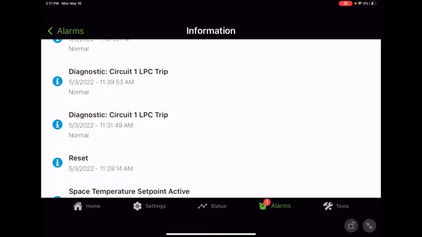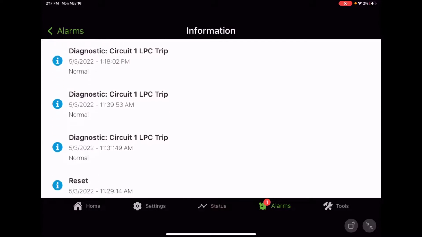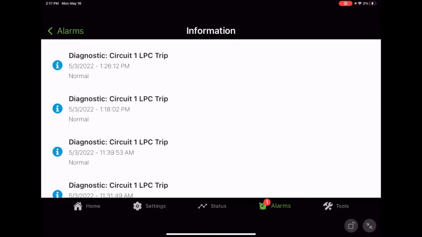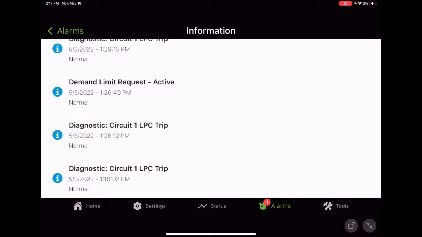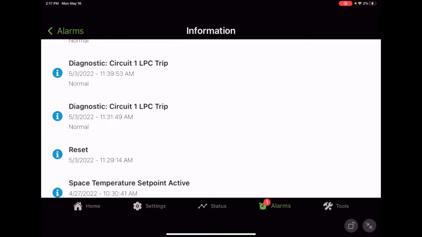So what this is telling us is it went back to normal, and it went back to normal, and it went back to normal again. So obviously it tripped. That would be up in probably a critical diagnostic. And then this is just information saying it went back to normal. So you can use this diagnostic log or these diagnostics to help troubleshoot.